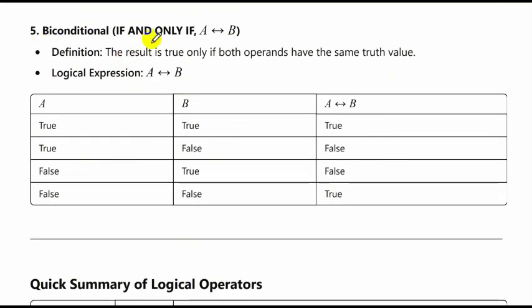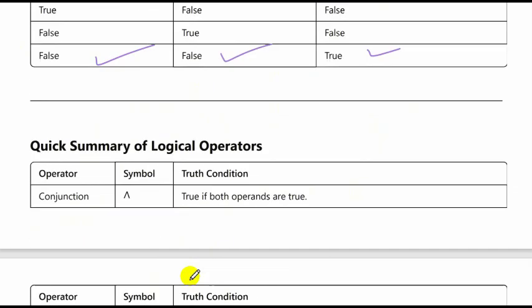Next, biconditional, if and only if. The result is true only if both operands have the same truth value. That is, only if both are true, then it will become true, or only when both are false, it will become true. This is what it means.